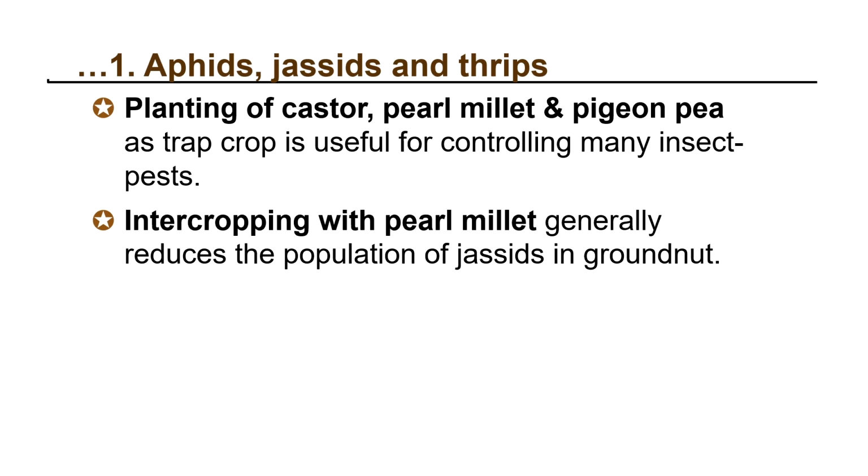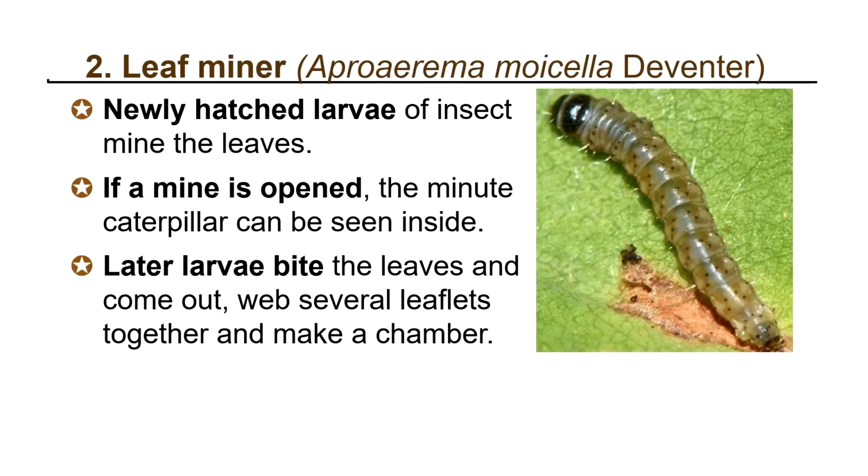Planting of castor, palm millet and pigeon pea as a trap crop is useful for controlling many of such insect pests. Intercropping with palm millet generally reduces the population of jassids. So, wherever we have severe infestation of these pests, then it is better to go for crop rotations and also for intercropping systems. Number 2 major insect pest of groundnut crop is leaf miner.